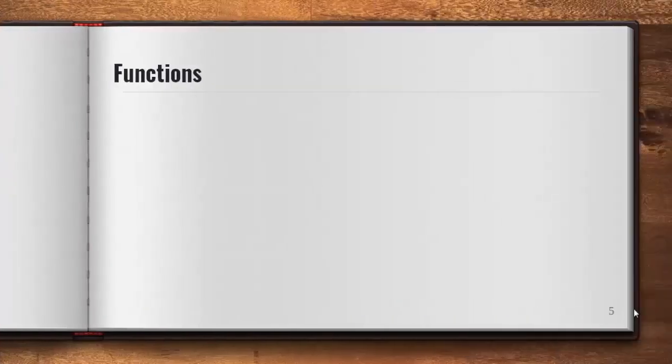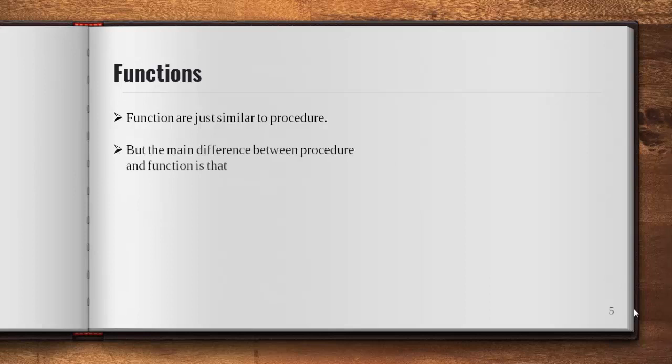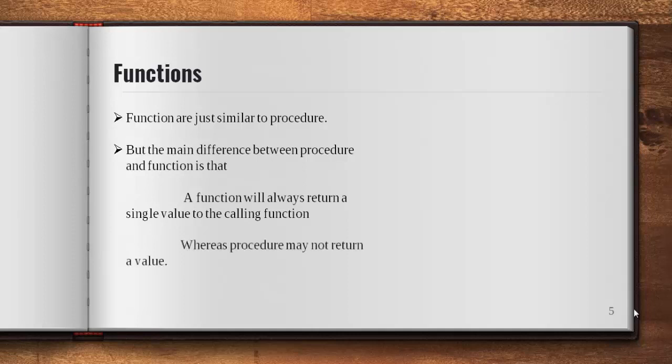Next we'll see about the concept of functions. So what is a function? Functions are just similar to a procedure. Then what is the difference between them? The difference between them is that a function will always return a value, whereas a procedure will never return a value. So this is what we have to understand. Functions will return a value, whereas procedures will not return any value.